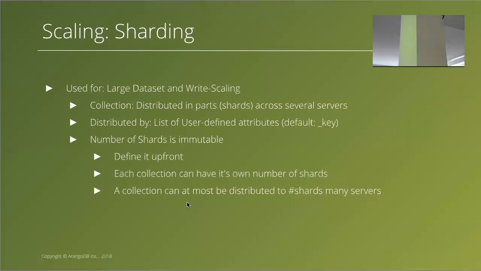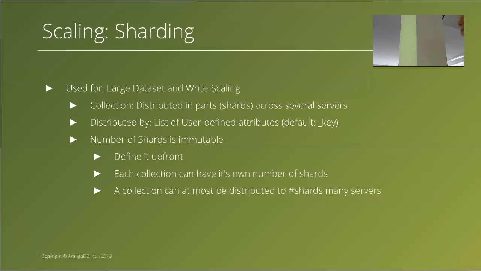Okay, of course, ArangoDB is able to scale. So we have sharding. Sharding is used for large data sets and write scaling. The idea is that we add a couple more machines and distribute the data across them. A collection can be distributed in so-called shards across the servers. So every server is responsible only for a portion of the data, not the entire data set. It can be distributed by user-defined attributes, defined by key.